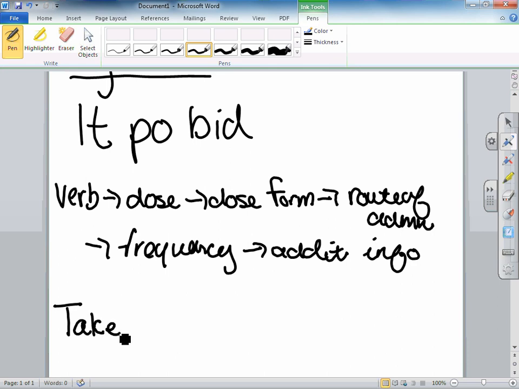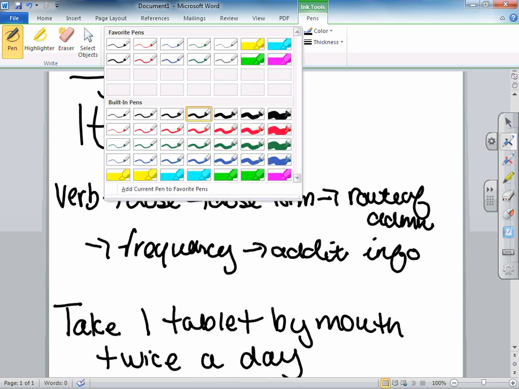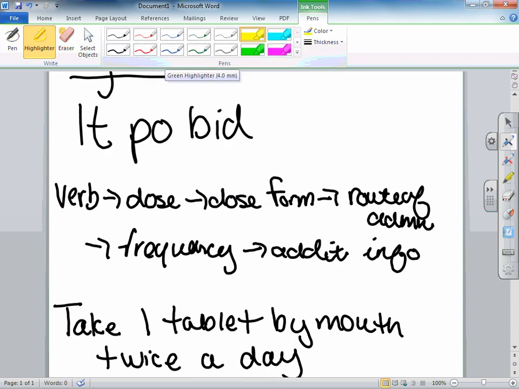So when I translate this SIG code for a patient's label instructions, I will type out their instructions to read: take 1 tablet by mouth twice a day. Well, I have provided you with the verb, that's take. I have provided you with the dose, that's 1. I have provided you with the dose form of tablet. I have provided you with the route of administration, which is by mouth. I have provided you the frequency, which is twice a day.